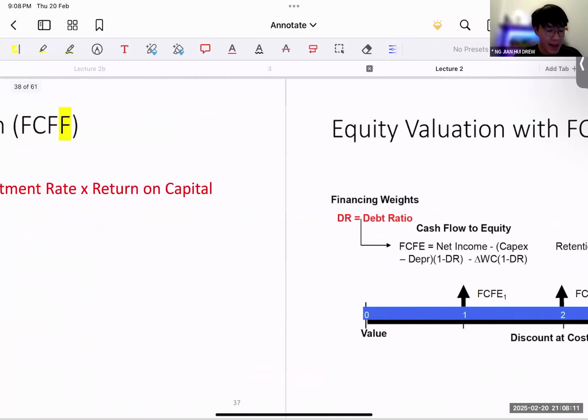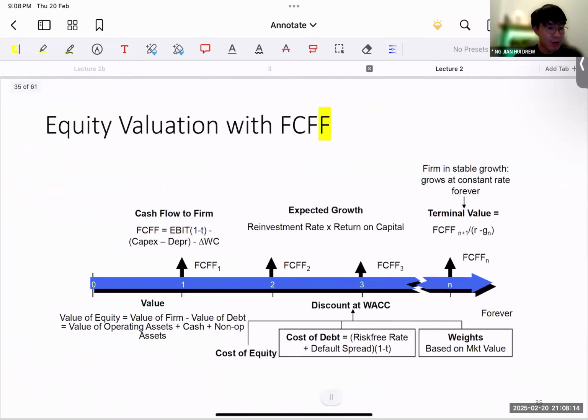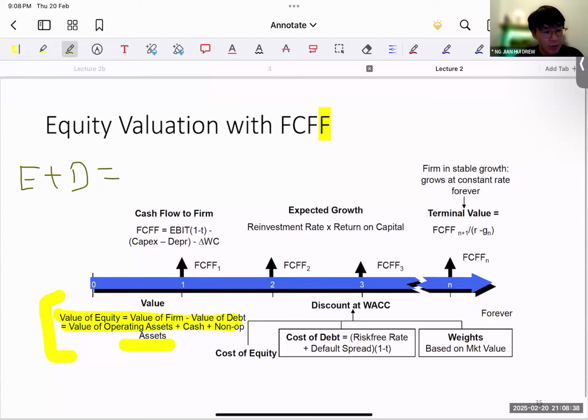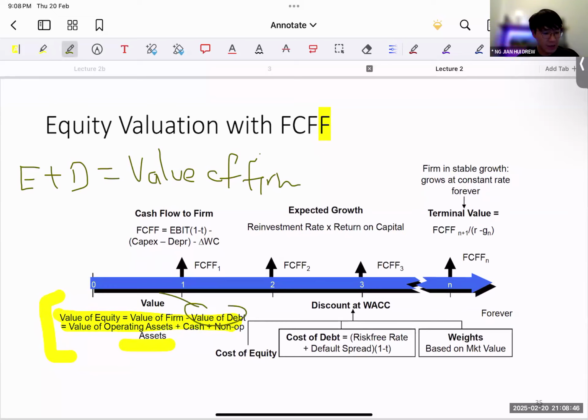There is a small comment here, which I think I highlighted as well in lecture 2. Can you see this? Value of equity equals value of firm minus value of debt. This is important, meaning what? Equity E plus D equals the value of firm, right? So E plus D. So you just shift this one here. Okay. So there's a difference.